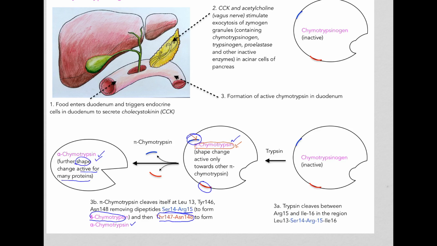So in summary, by forming zymogens, the body makes sure that the enzyme is only active where it is necessary. So in this case, the small intestine, the duodenum, and only active when it is necessary. And so in this case, only during digestion.